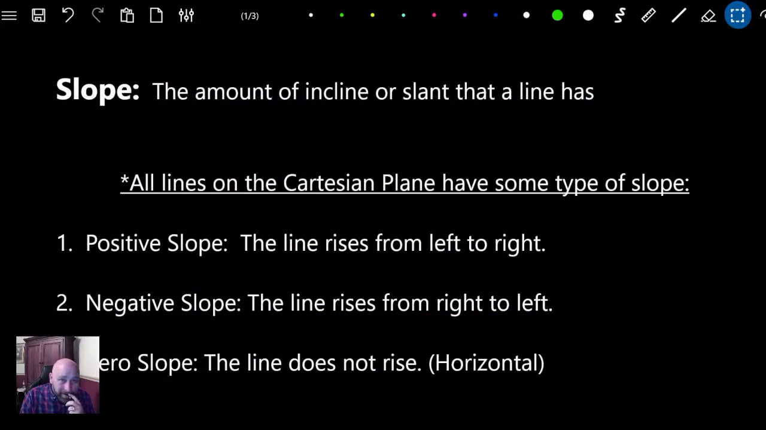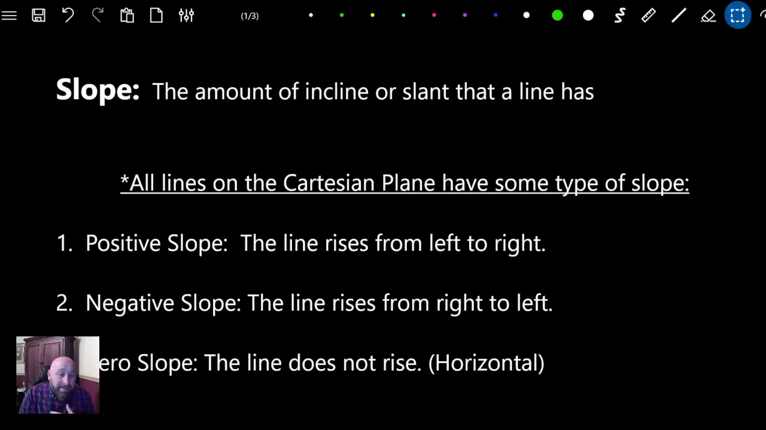So go ahead and look down here at the screen and you'll see where I have the word slope also in your book. You can look there on 301. Actually, page 300 is where it starts, so you can look there. Slope is the amount of incline or slant that a line has.